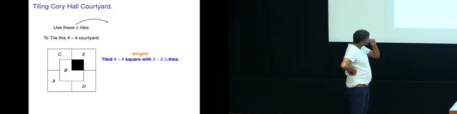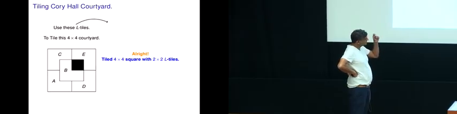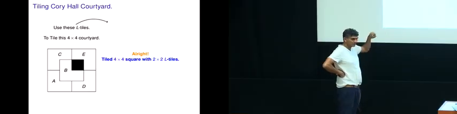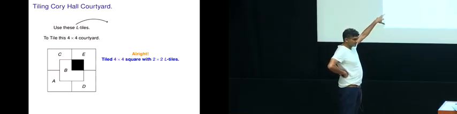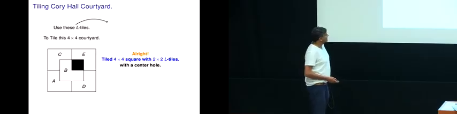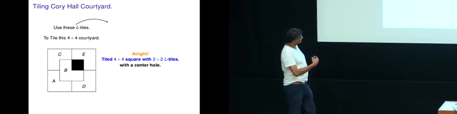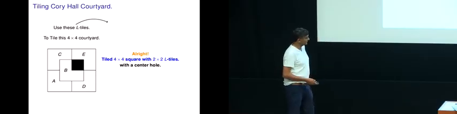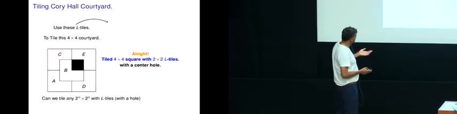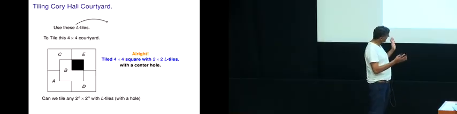So what we did is we tiled a 4 by 4 square with 2 by 2 L tiles, meaning that one of the tiles is missing. One of those 4 tiles looks like the shape L, right? 3 squares are there and 1 is missing. And we wanted this hole to be in the center so we could put our tree there, right? So now the question is, can we always do this for this sort of pattern?